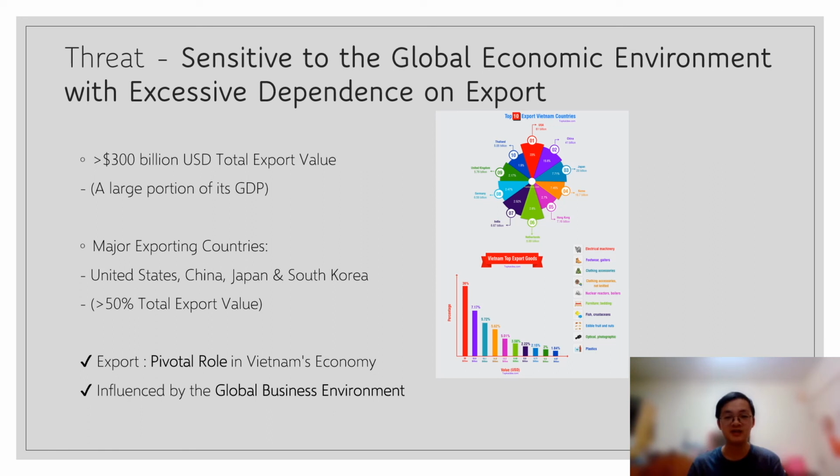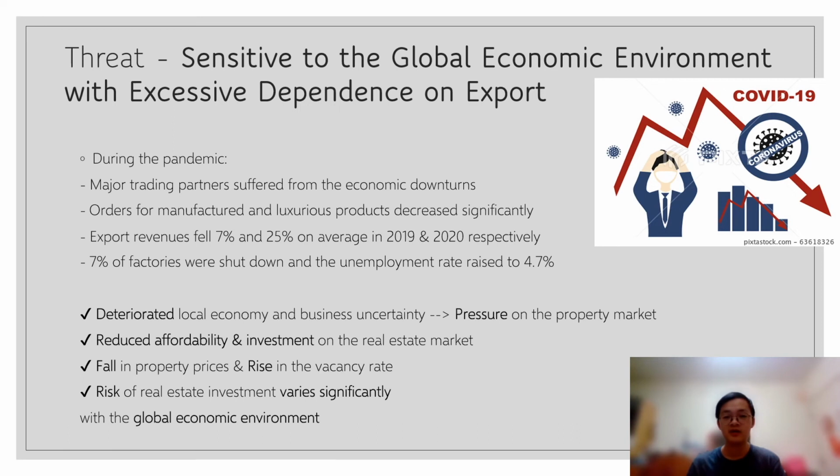All this reveals that export has played a pivotal role in the economy of Vietnam. Any global economic crisis could create severe impacts on the interdependent local economy and real estate industry. For example, during the pandemic, the anti-pandemic policies and lockdown of cities led to economic downturns of Vietnam's major trading partners, and Vietnamese export value declined significantly with an average drop of 7% and 25% respectively.